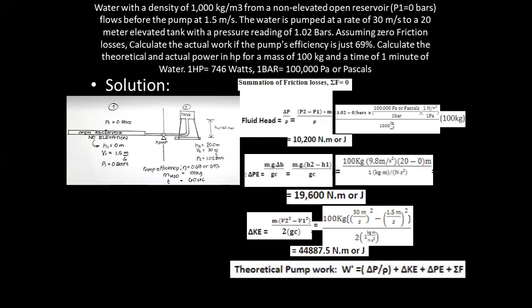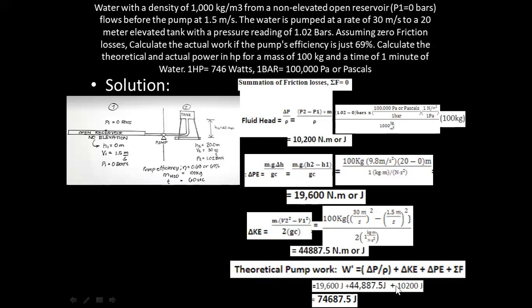To solve now for the theoretical pump work, the theoretical pump work, or W prime, is equal to our fluid head plus kinetic energy plus potential energy plus the frictional losses. Now, substituting in the values gives us 19,600 plus 44,887.5 plus 10,200 joules. Summing these terms gives us a value of almost 75,000 joules for the theoretical pump work.